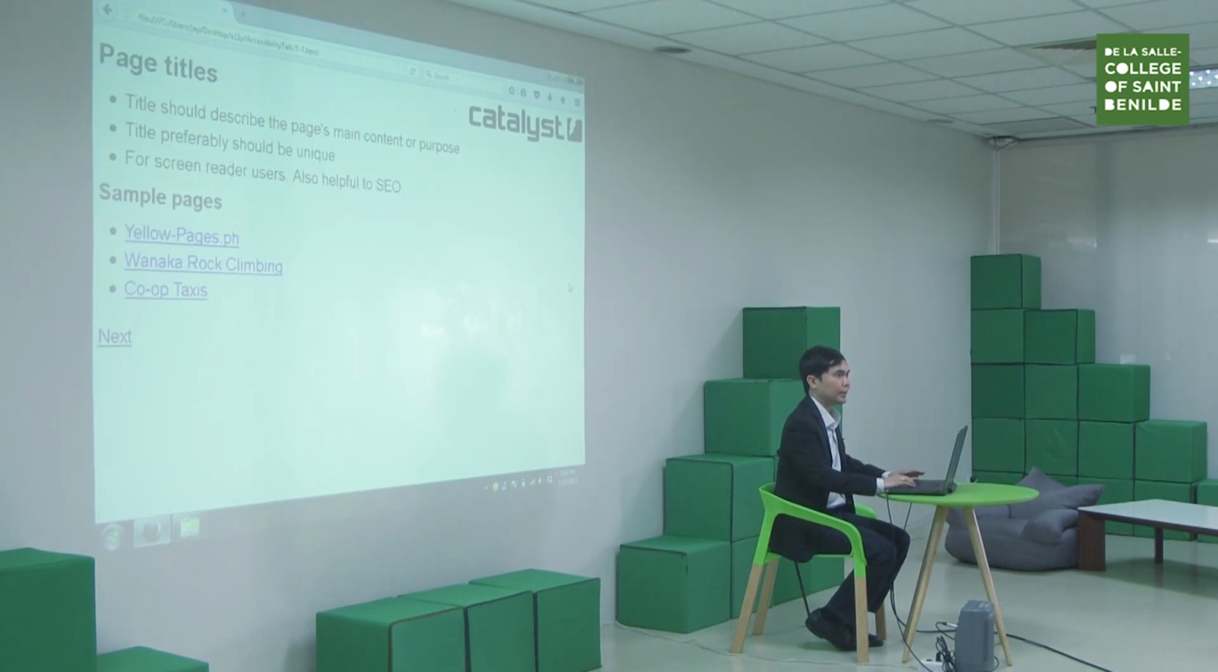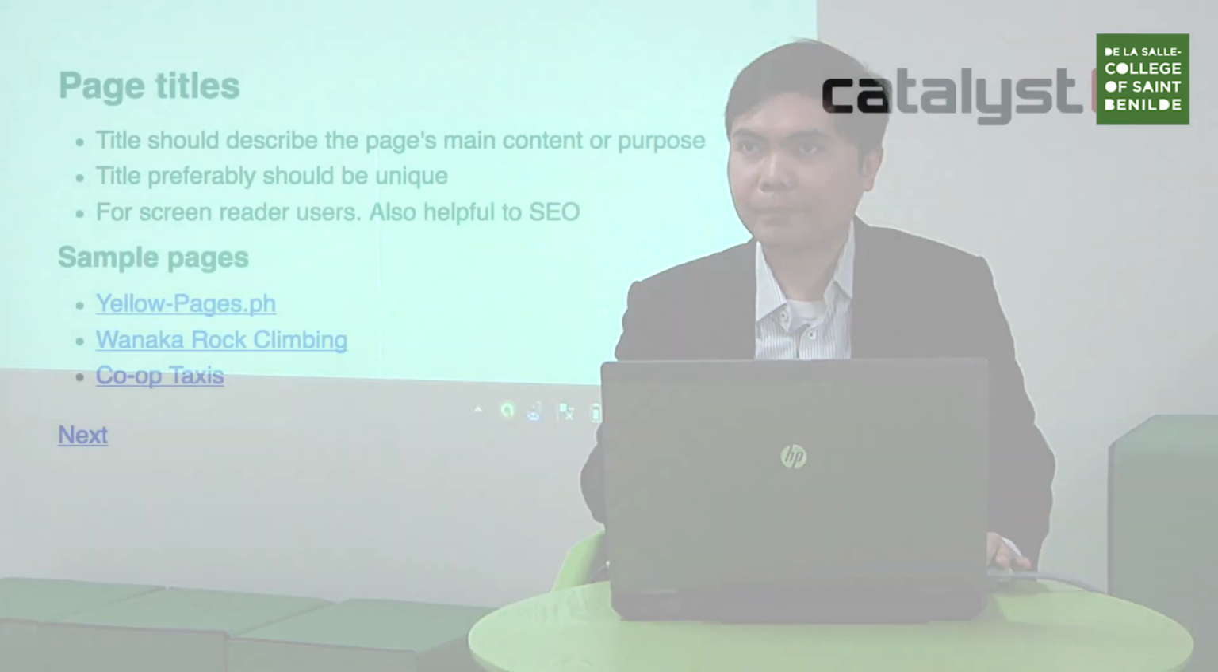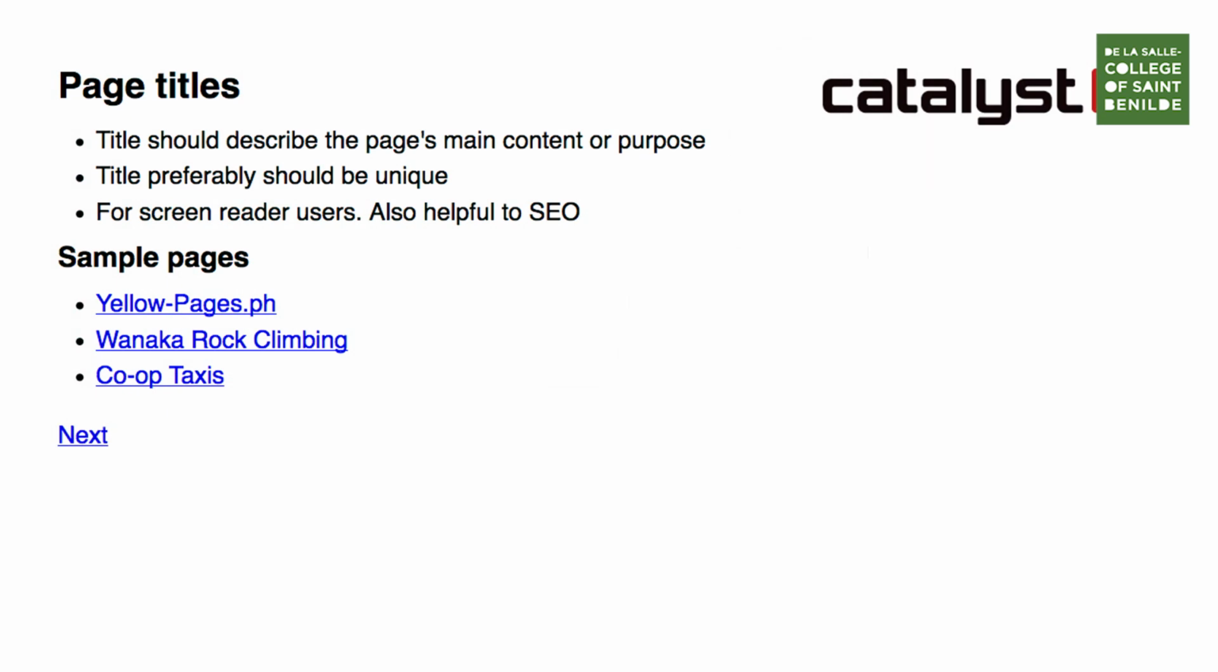Page titles. This is the next accessibility technique after good color contrast. When you're providing content for your web pages, make sure that your titles describe the main content and purpose of your web page. And also make sure that your page titles are unique.